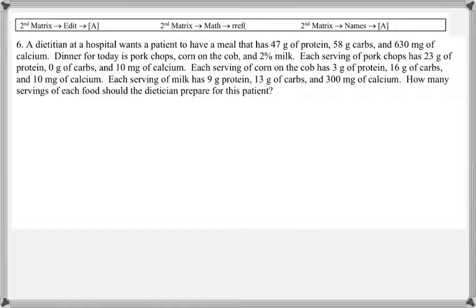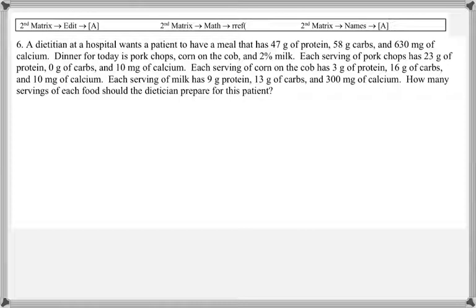Each serving of pork chops has 23 grams of protein, 0 grams of carbs, and 10 milligrams of calcium. Each serving of corn on the cob has 3 grams of protein, 16 grams of carbs, and 10 milligrams of calcium. Each serving of milk has 9 grams of protein, 13 grams of carbs, and 300 milligrams of calcium. How many servings of each food should the dietitian prepare for this patient?